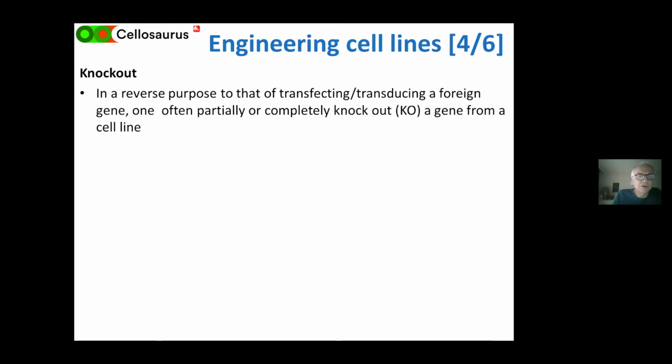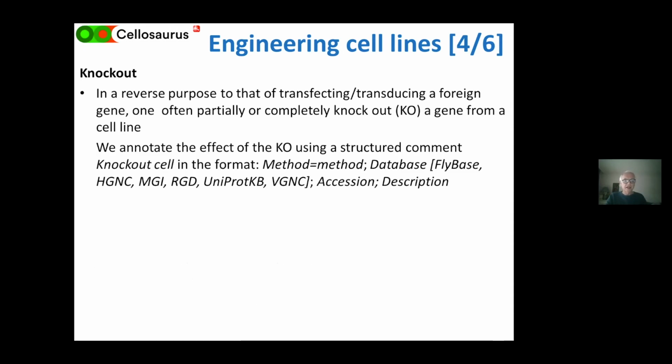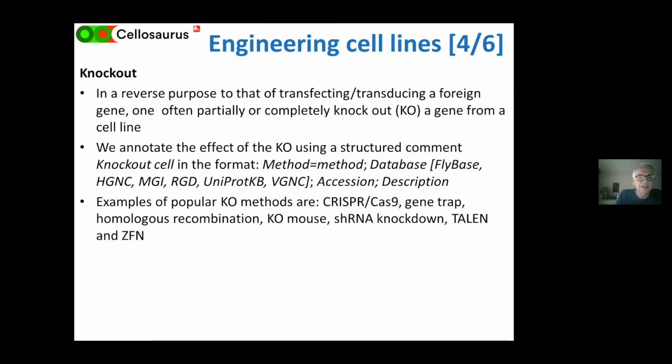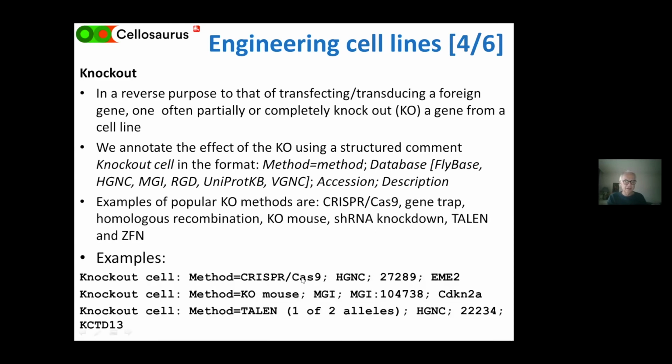Knockout, of course: instead of putting in a new gene, you can also knock out a gene. And again, we use a structured comment with a method, a database, and an accession description. Of course, there are a lot of different methods, but one of the most popular recently is CRISPR-Cas9, though it's not the only one. Here you see examples of knockout lines: CRISPR-Cas9, or TALEN.